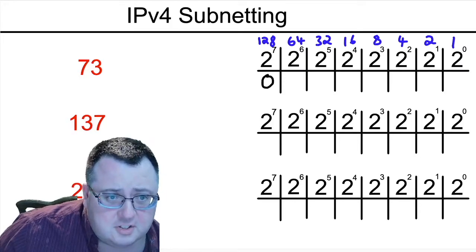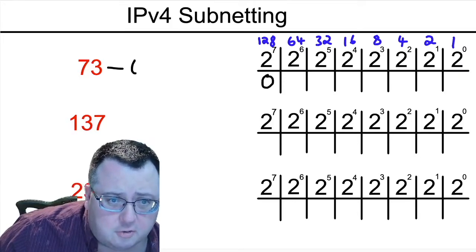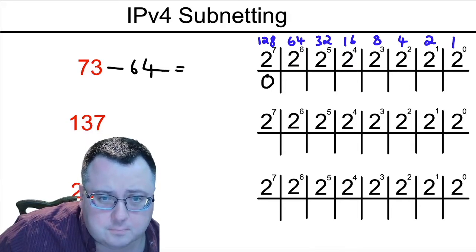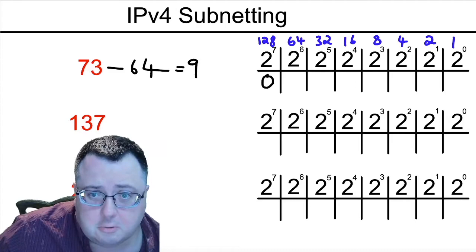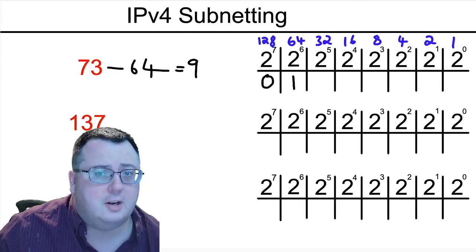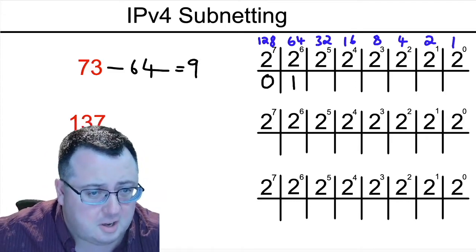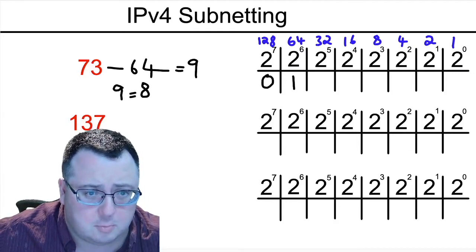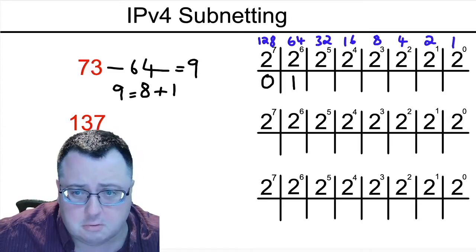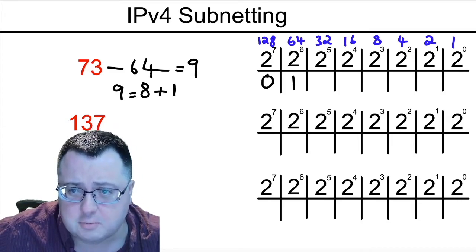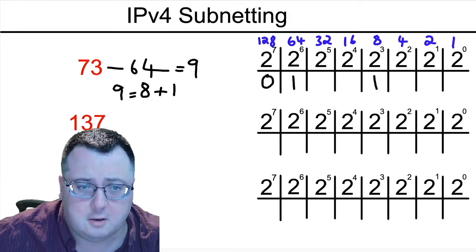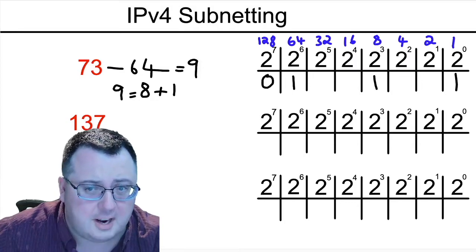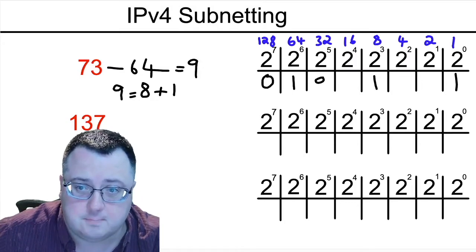There is room for 64. So if I take away 64 from this, oh, that's a bit messy. I'm going to get 9. So I can put 1 in the 64 column. And then 9, well, 9 is just equal to 8 plus 1. So for the 8, which is 2 to the power 3, I can put a 1 in. And 2 to the power 0 is a 1. All the rest, they're going to get zeros.